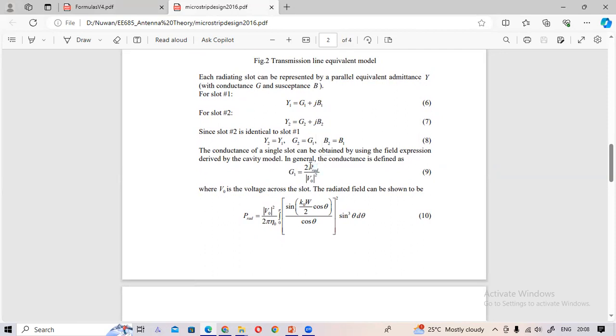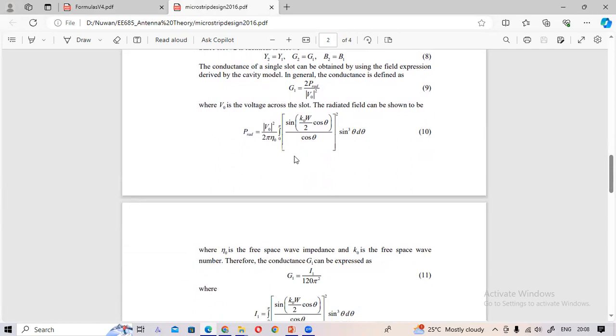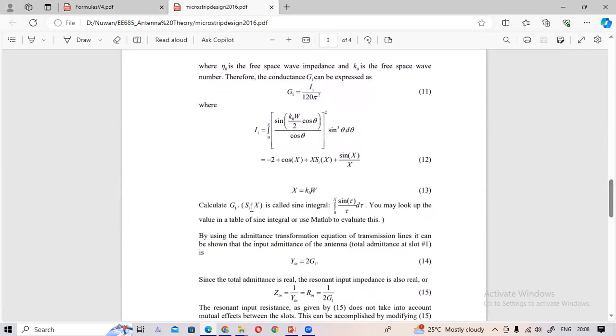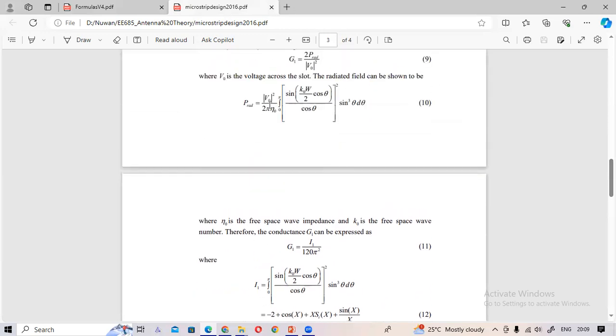Calculating the total radiated power is somewhat difficult, because the current distribution is difficult. So you have to do an integration, and this integration is very hard to do by hand. We call it the sine integral. We have tables for this, so you can use a sine integral table, but you can easily use MATLAB to calculate the radiated power.